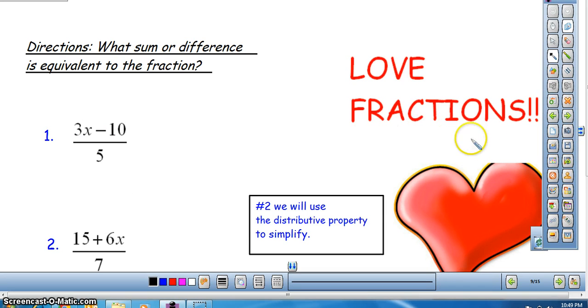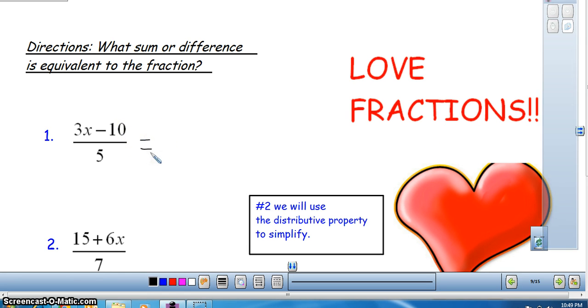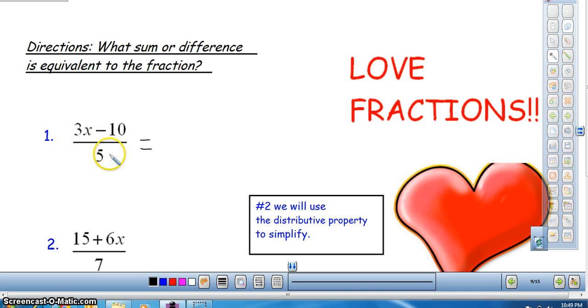I know some of you may not love fractions, but we are asked to look at distributing and writing it as an equivalent fraction. What sum or difference is equivalent to this fraction? So here's our fraction. At this point, we're looking at this whole quantity, 3x minus 10 divided by 5. When we simplify this out, we are going to think of it as 1/5. Remember, out in front, there's a 1. So 1/5 times 3x minus 10.